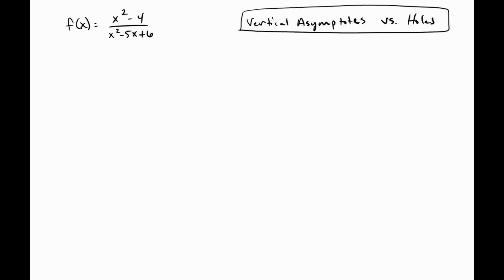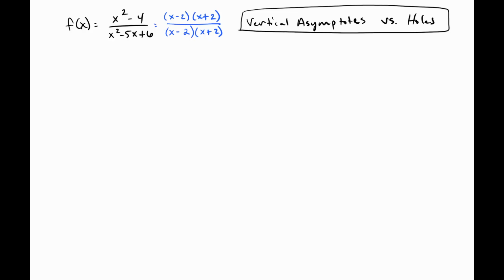As I mentioned before, sometimes we actually end up with a domain restriction, a zero in the denominator, and it is not actually a vertical asymptote. So let's see where that would happen. Well, in this function, I'm going to go ahead and factor the top and bottom. And what we end up seeing is that we can actually simplify this out.